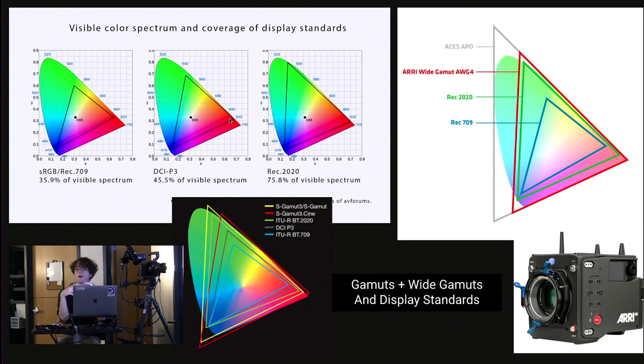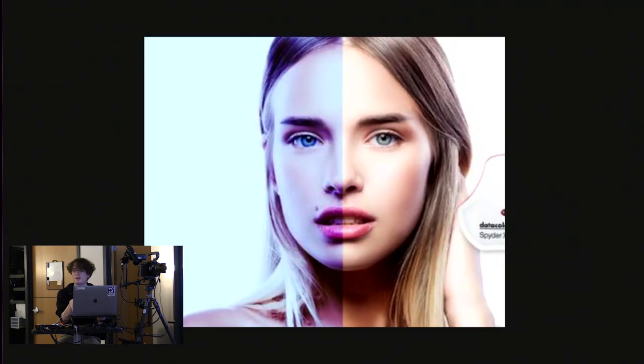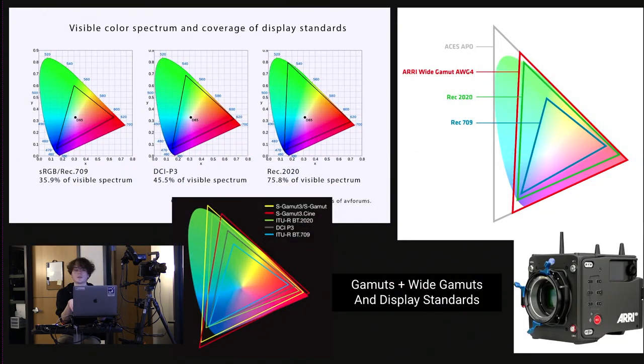If you're working on a monitor that has P3 capability, remember how I was talking about creative intent, you want to have the same lights as the person who's viewing it. You could work on this wide monitor, this wide gamut. So this is the regular gamut.